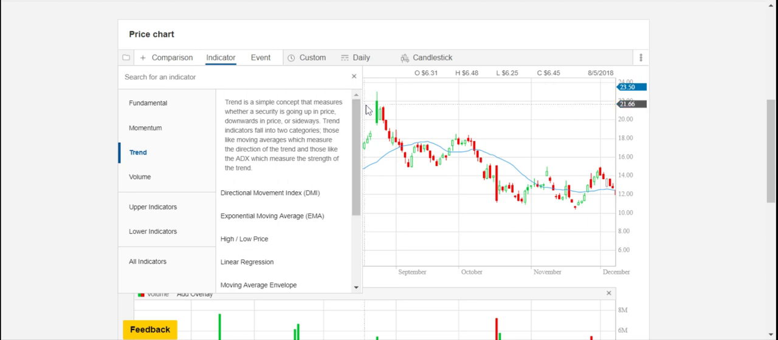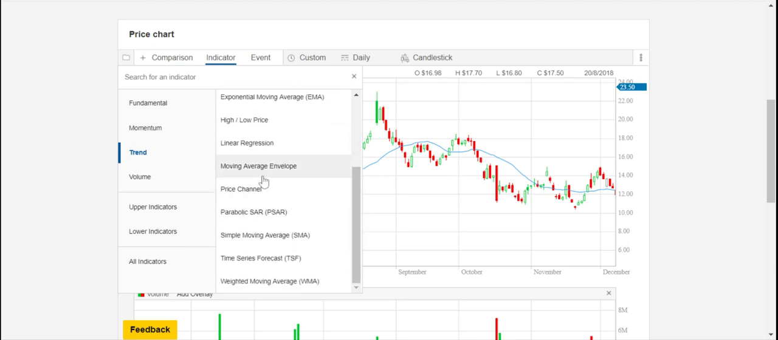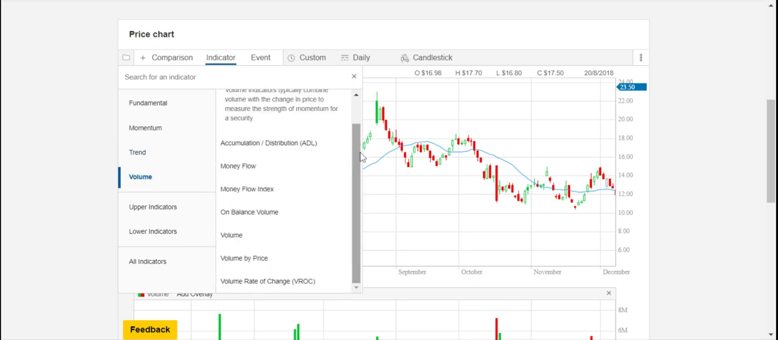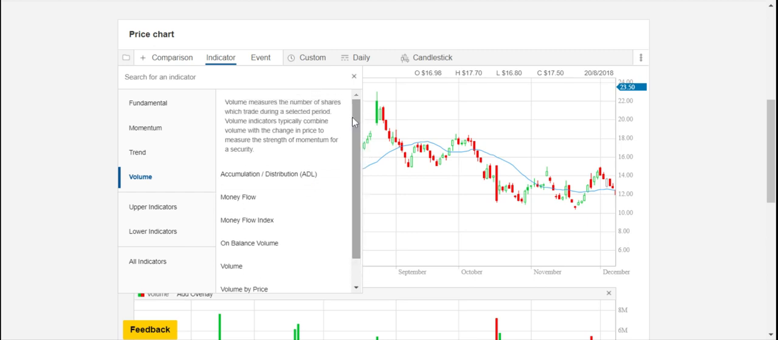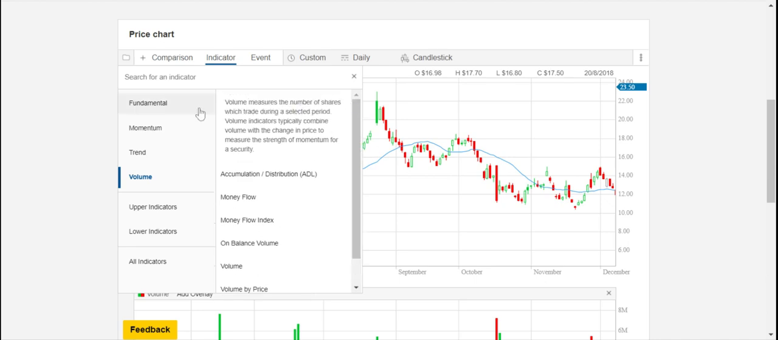Trend indicators, which again I use a lot of, things like the ADX, directional movement index, exponential moving averages, linear regression, moving averages, price channel, simple moving averages, which I again quite like. Time series forecast, weighted moving averages. I can go to volume. You can see things like accumulation distribution. The main one that I use is on balance volume by price. Those are the main indicators that you might want to select from.